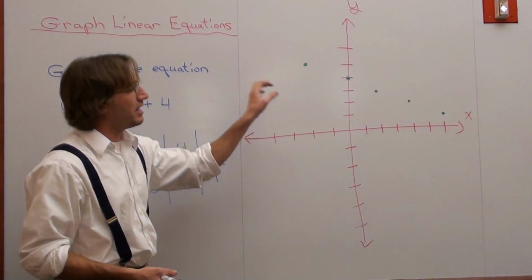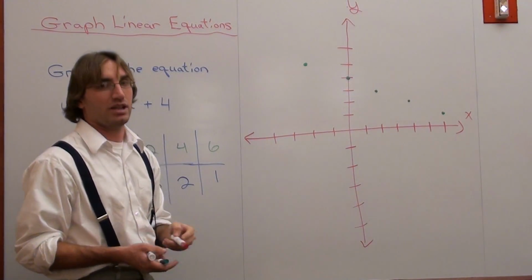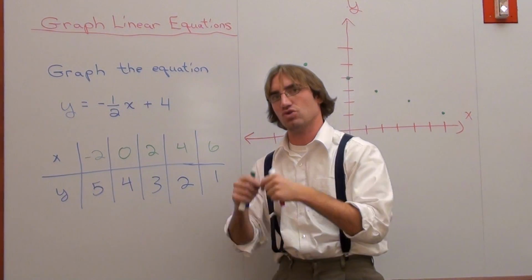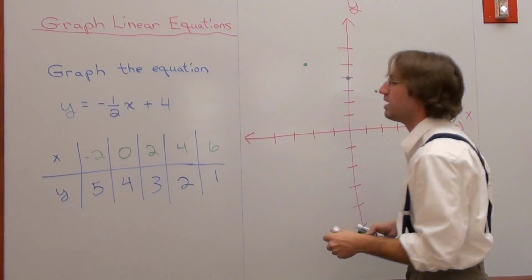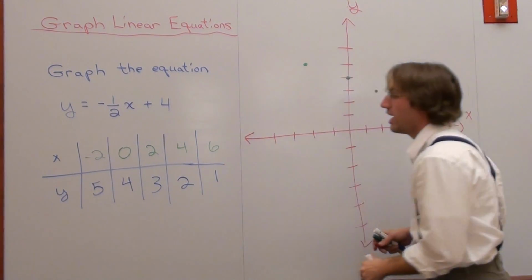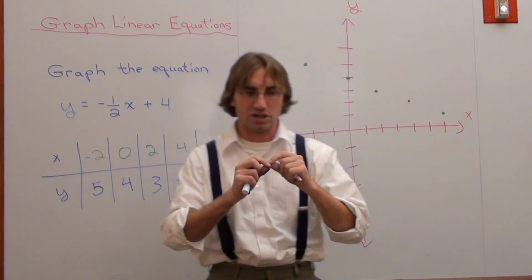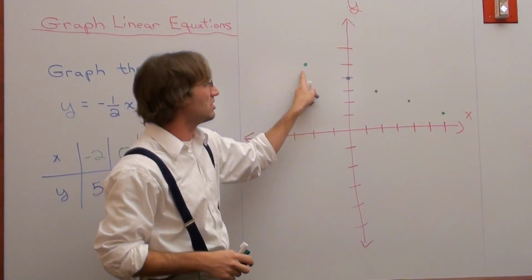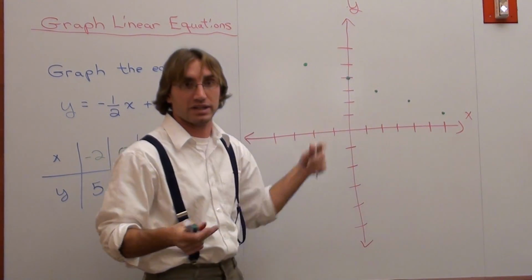If I decide to connect the dots, which is exactly what I'm going to do because it says graph the equation, it doesn't say plot the points, it says graph it, then it becomes continuous. And by continuous I mean that it'll go on in both directions. By discrete I just mean discrete little points that aren't connected.